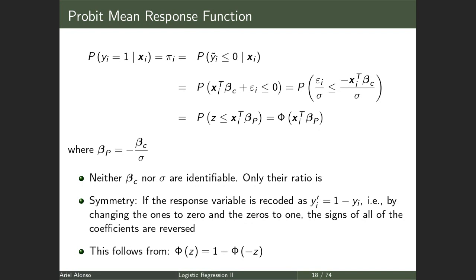So if you use the probit model and you just change the zeros into ones and the ones into zeros, you recode your response variable, you call it yi prime is equal to 1 minus yi, then the only thing you need to do is to change the signs of all the coefficients. And that is the probit model.